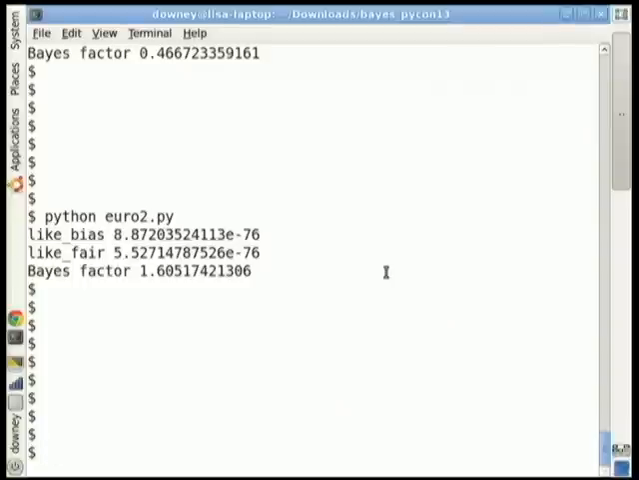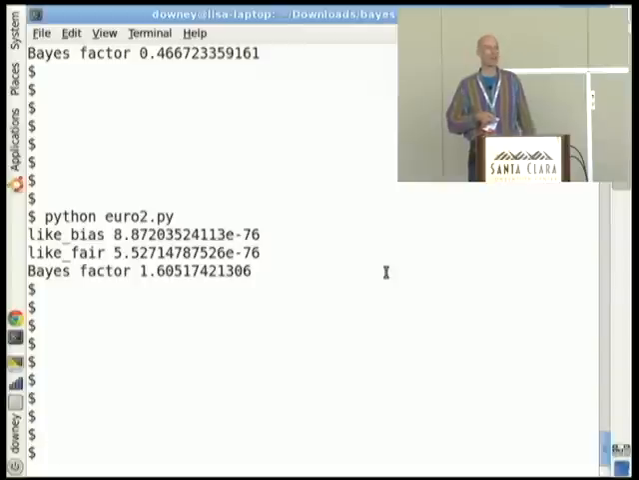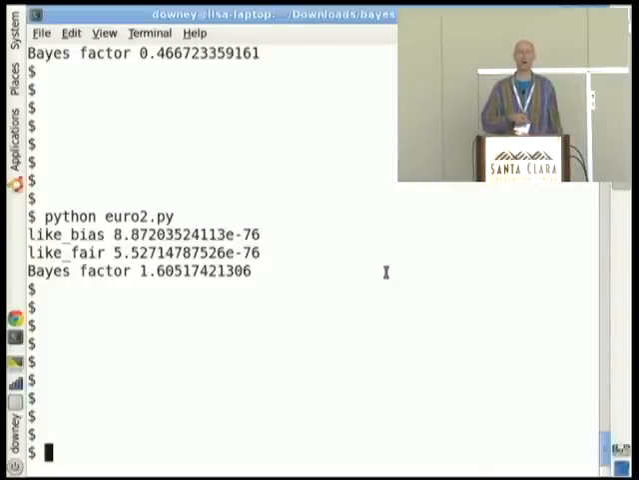So what does that mean? By this definition of B, how do I interpret the data? We would say that these data support the biased hypothesis. Not very strongly, but they do. 1.6 wouldn't move your beliefs very much. Again, if you started out at 50-50, you might end up at about 55 or 60 on the basis of that update. So it's not very strong evidence, but by this definition of B, the data would support B.